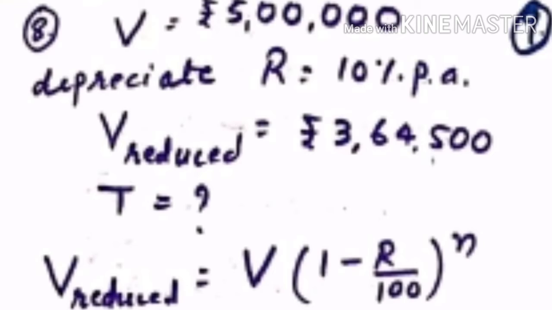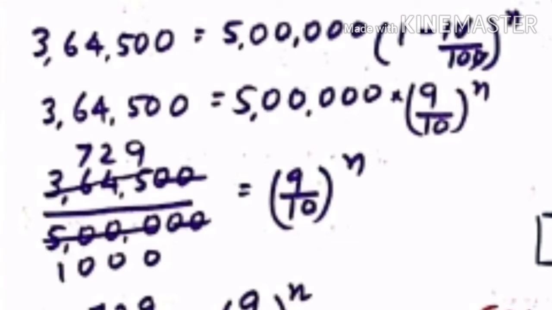So here I place my formula: V reduced is equal to V0 (1 minus R by 100) power n. Whenever it is depreciation, we have to put the formula with a minus sign, and for appreciation a plus sign. Now place the values: the reduced one we will keep as V, and the value of the flat we will keep as V0, and then 1 minus 10 by 100, which is 9 by 10, power n. Now 3,64,500 upon 5 lakh is equal to (9 by 10) power n.